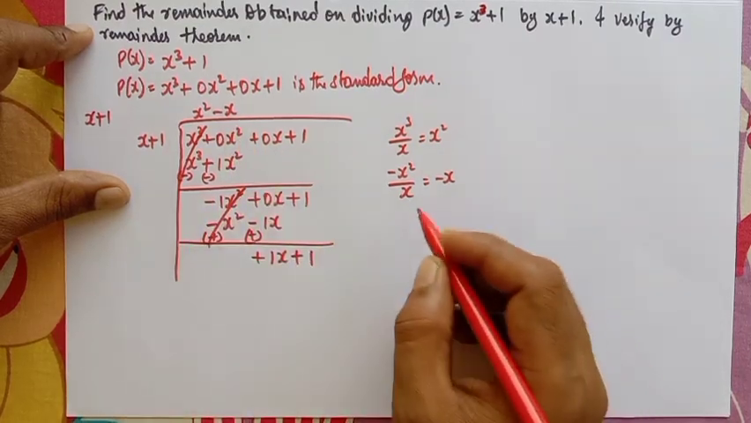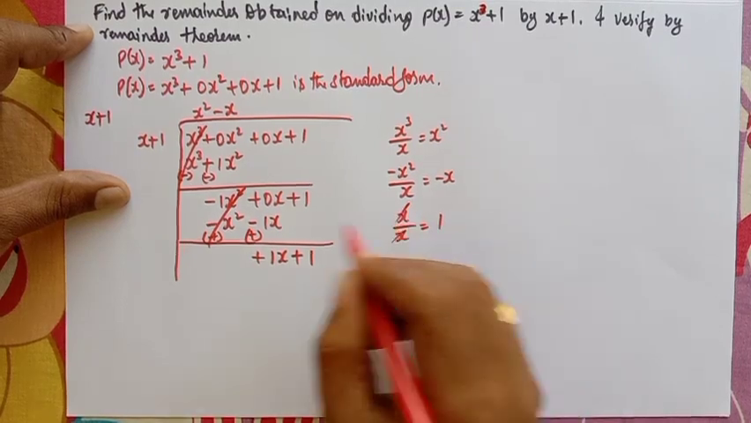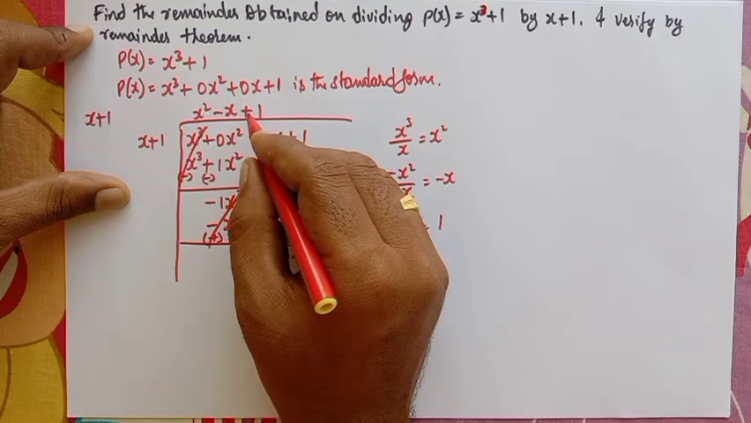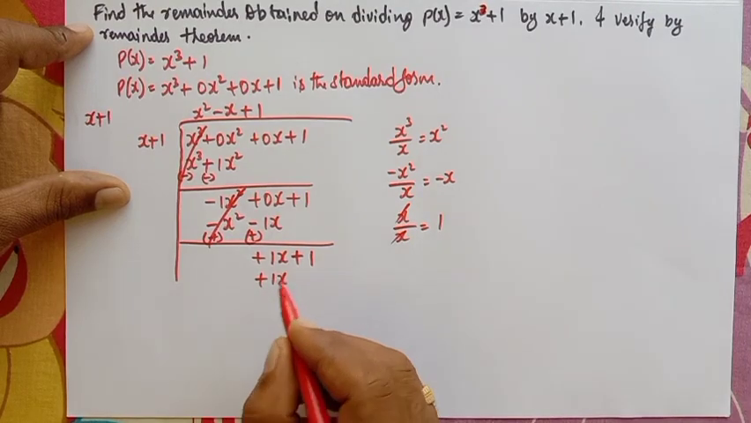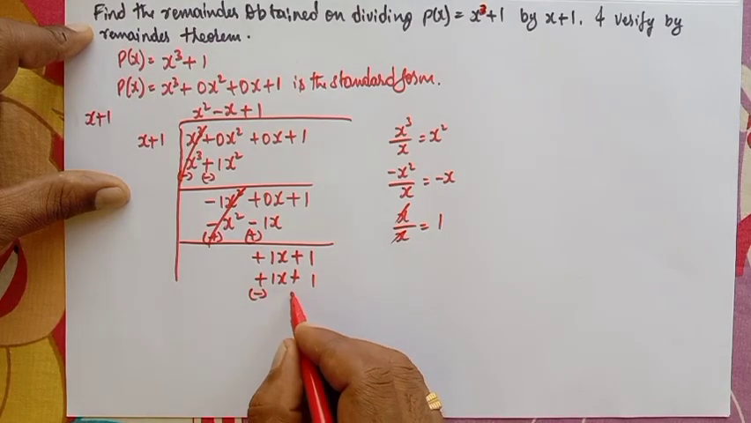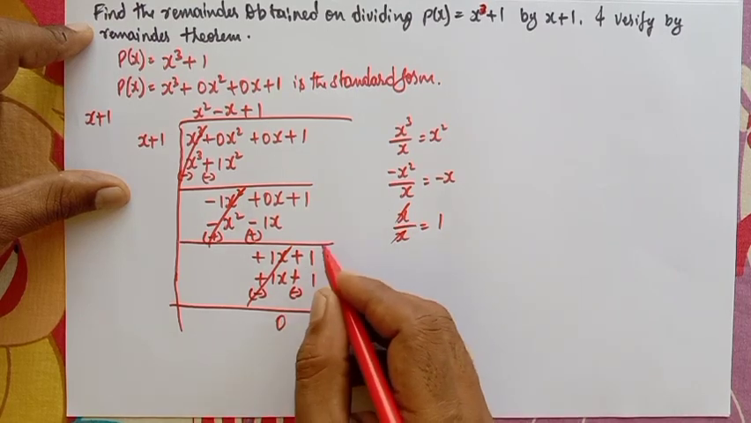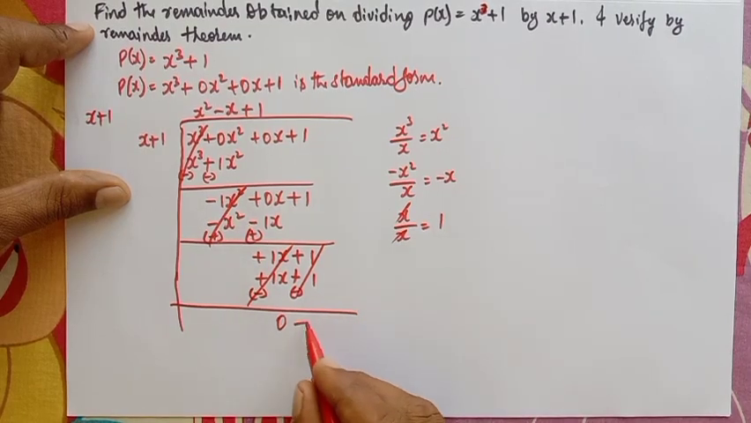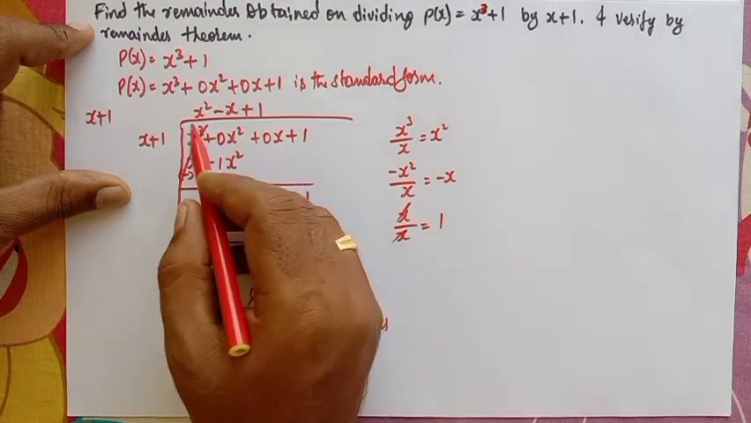Here x when divided by x, you will get 1. So plus 1, plus x into plus 1 is plus 1x, plus 1 into plus 1 is plus 1, here minus, here minus, so these cancel to 0, and here plus 1 minus 1 cancels, so this is the remainder, and this is the quotient.